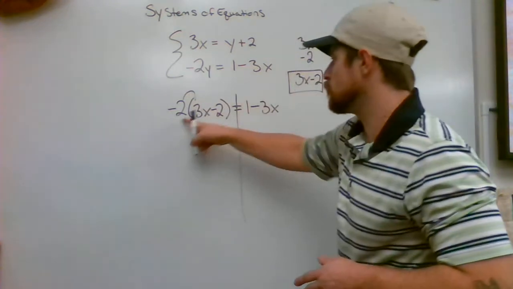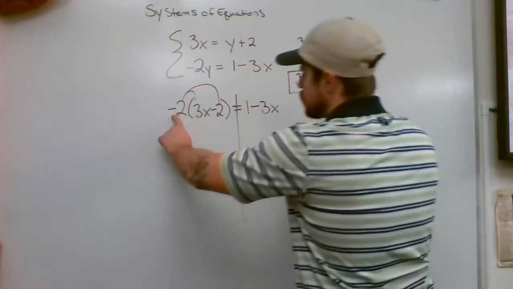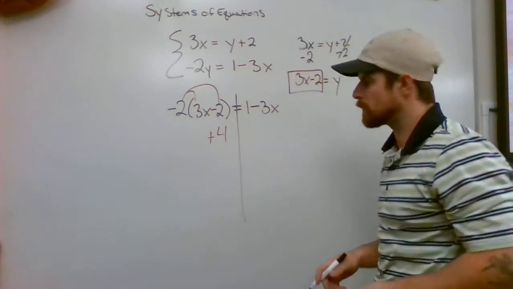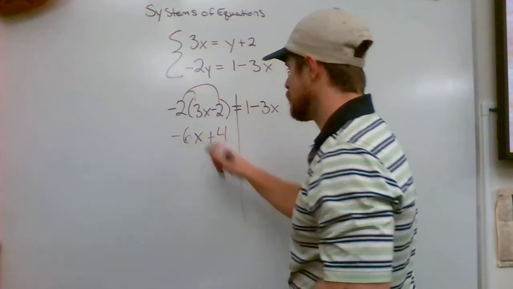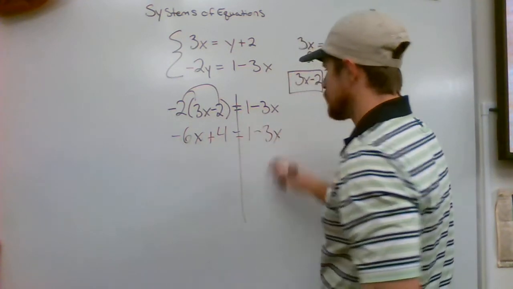Okay, -2 times 3x, -2 times -2. Ask yourself, what's a negative times a negative? It's going to equal a positive through the distributive property. Negative times a positive is a negative. This is now equal to 1 minus 3x.